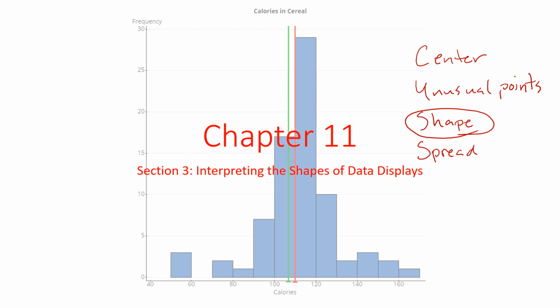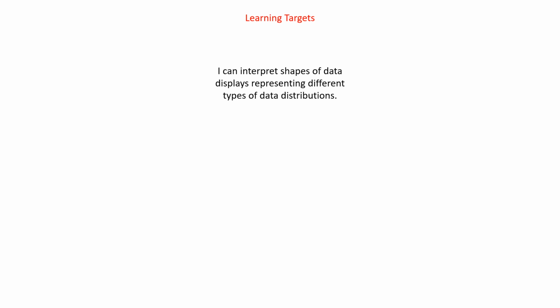Some of this stuff is going to seem kind of basic maybe. Some of it's going to be a little bit more advanced. So our learning target today: I can interpret shapes of data displays representing different types of data distributions.